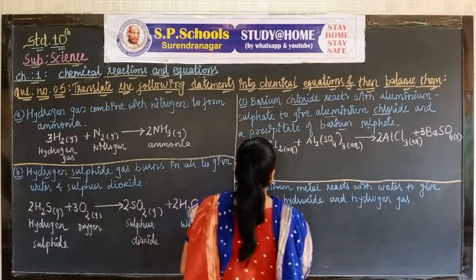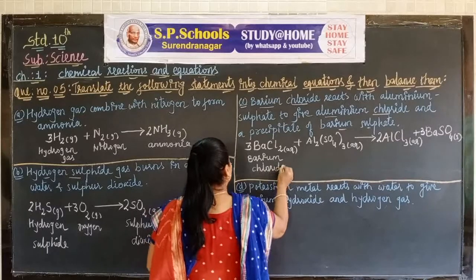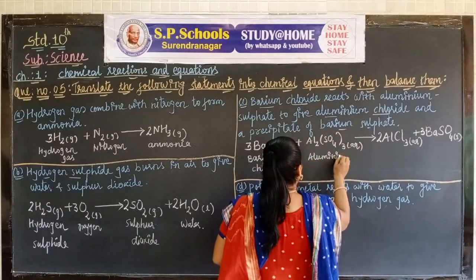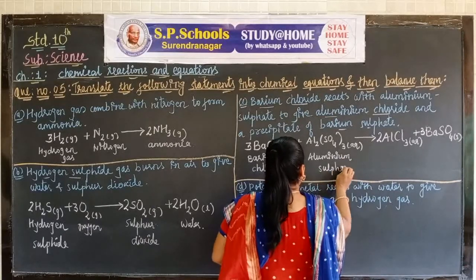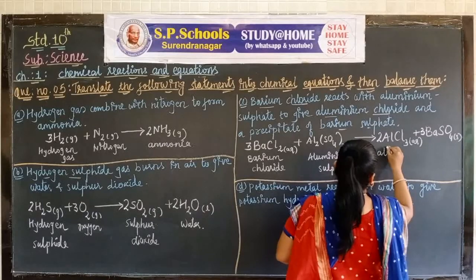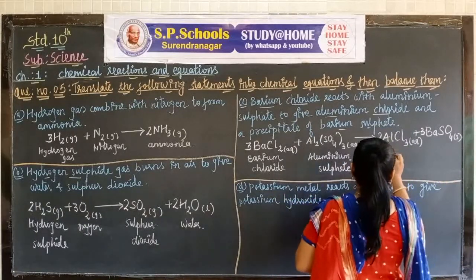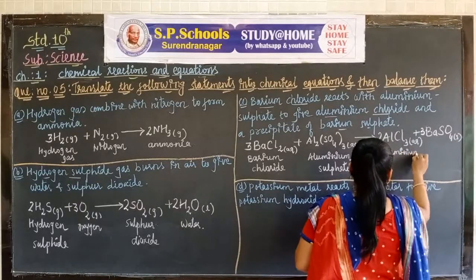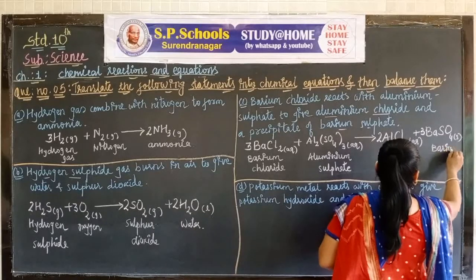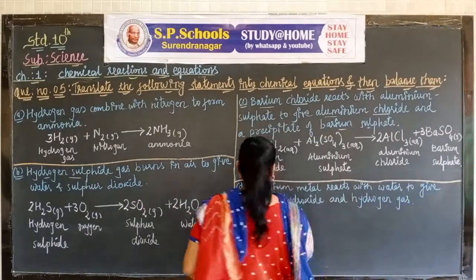Name for this equation: barium chloride, aluminum sulfate, AlCl3 aluminum chloride, and this is barium sulfate. So the equation is complete.